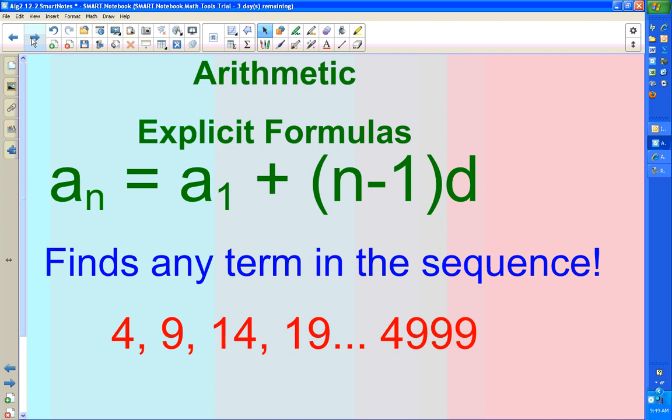What kind of a sequence is this? Red here. What is it? Arithmetic. What else? It's not finite. How do you know it's finite? It ends at 4,999. So there's two kinds of questions I can ask you.